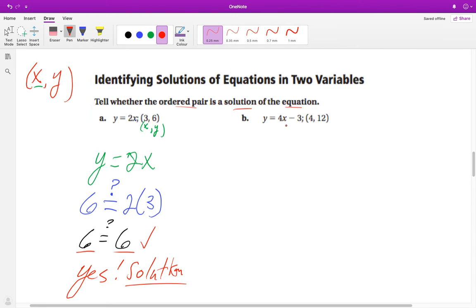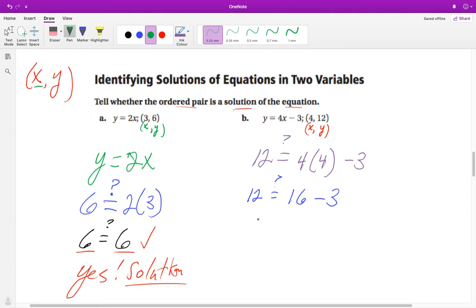The next one, y is equal to 4x minus 3. Well, x is going to be 4 and y is going to be 12, because we know it's an ordered pair of x, y. So I'm plugging it in. 12, does this equal 4 times 4 minus 3? I'm asking, does it equal? Let's figure it out. Does 12 equal 4 times 4, which is 16, so 16 minus 3 is 13? Well, does 12 equal 13? No, we know it doesn't. So no, this is not a solution.